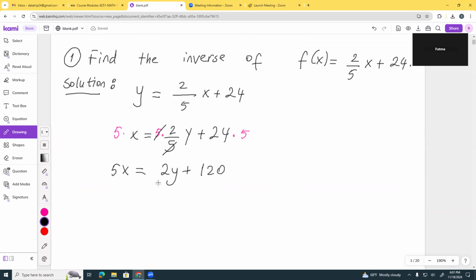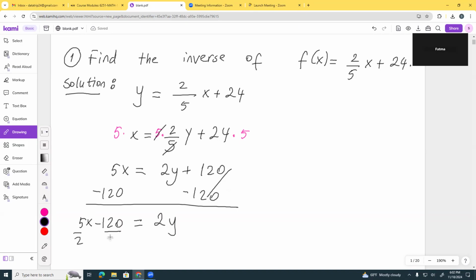But my task continues. I still need to solve this for y. How can I solve this for y now? Subtract 120 from both sides. Very good. So I get 5x minus 120 is equal to what number? 2y. Is y isolated? What's the only thing that now bothers the y? 2. So everything will be divided by 2. Everything will be divided by 2. So here the top 2 and the bottom 2 cancel out. So this is the answer we got.